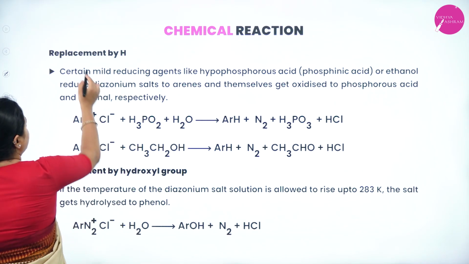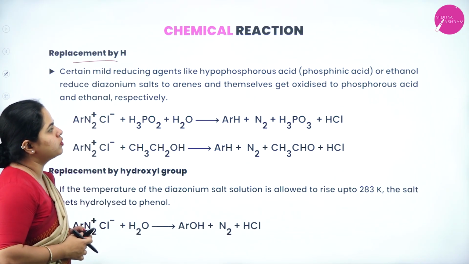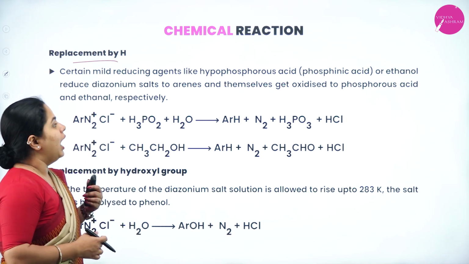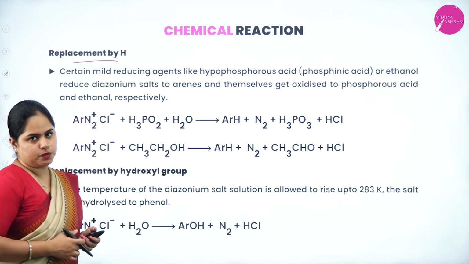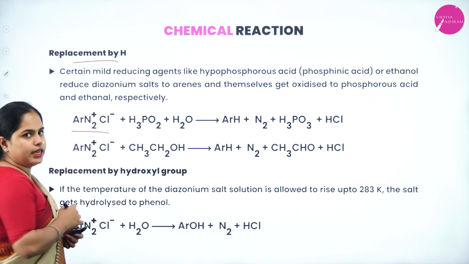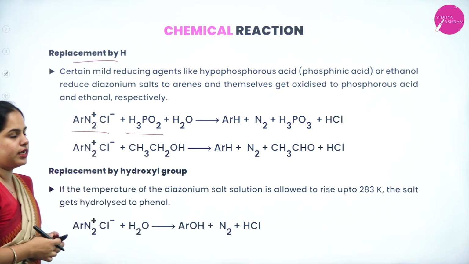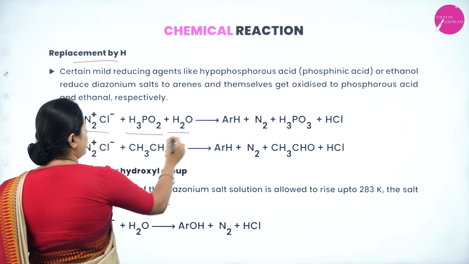Now moving on to the replacement by hydrogen. Certain mild reducing agents like hypophosphorus acid or ethanol reduce diazonium salt to arenes, and then they themselves get oxidized to phosphorus acid and ethanal respectively. So you have the benzene diazonium chloride. It's going to react with hypophosphorus acid. H3PO2 is called hypophosphorus acid. In presence of water, it undergoes hydrolysis.